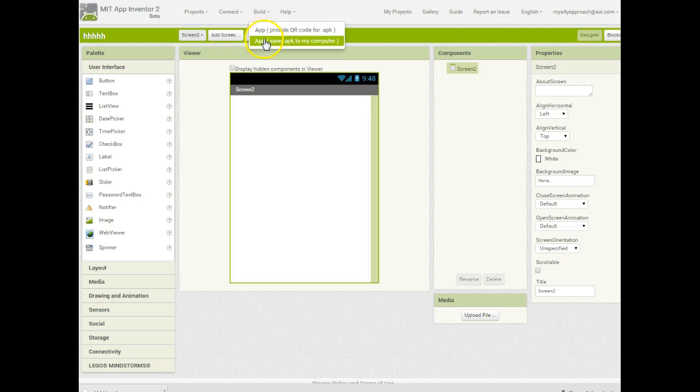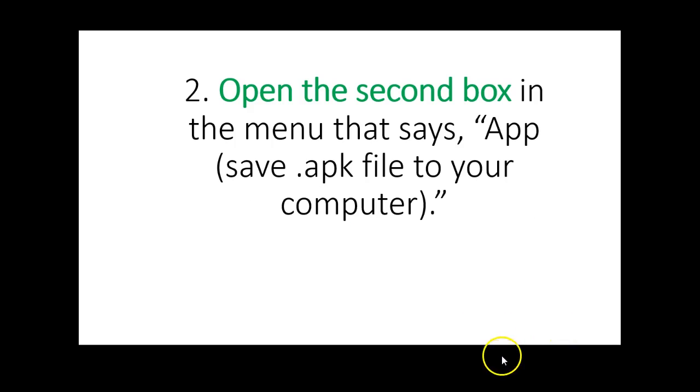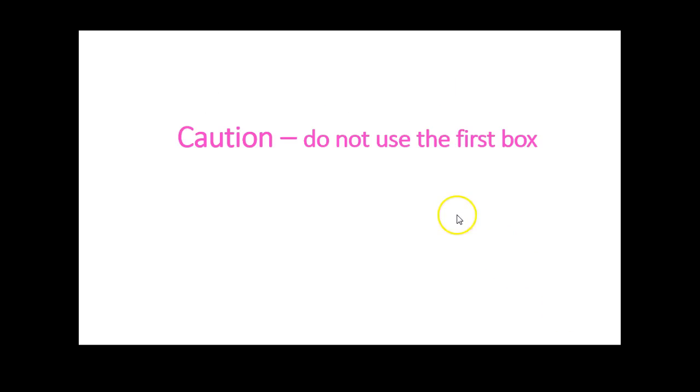You drop down. You're going to get two options. Now, you're not supposed to choose the first one. You choose the second one. The first one is about the QR code, and I will do another video about that. But it's the second one that you want. You open the second box of the menu. It says Save APK File to your computer. Caution: do not use the first box, which is what I said before.